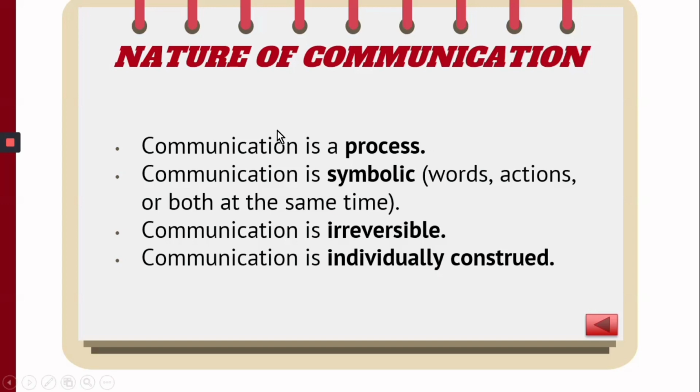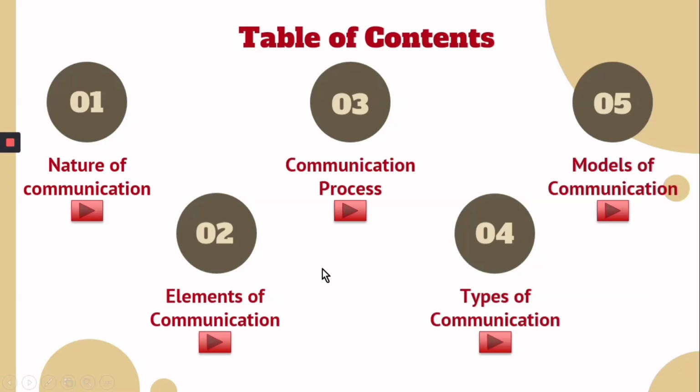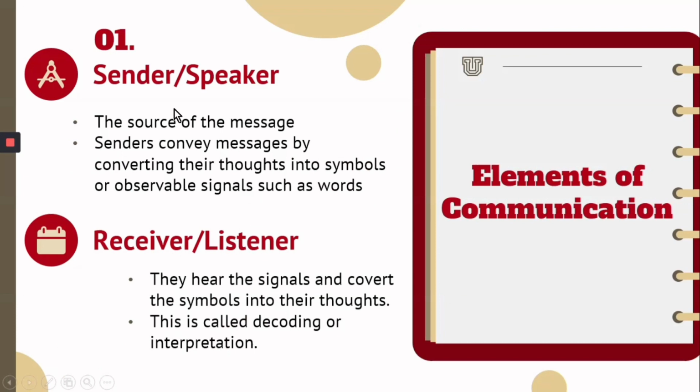So there you have it, the nature of communication. This time, we will discuss the elements of communication. When we say elements, we are talking about the things that work together in order to create communication. First in our list, the sender and receiver, also known as the speaker and listener. These are the people involved in the communication process.